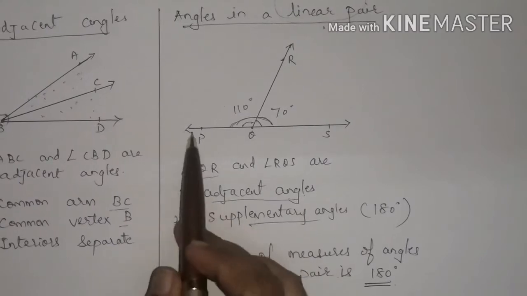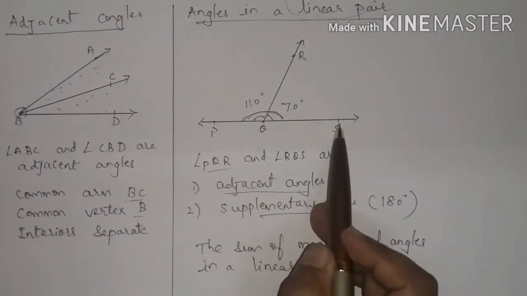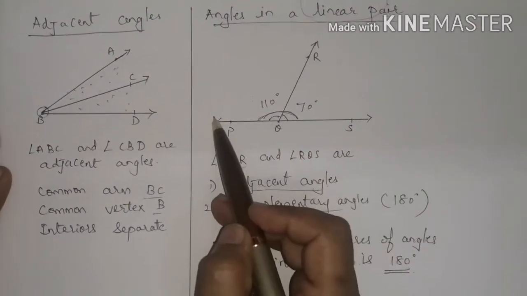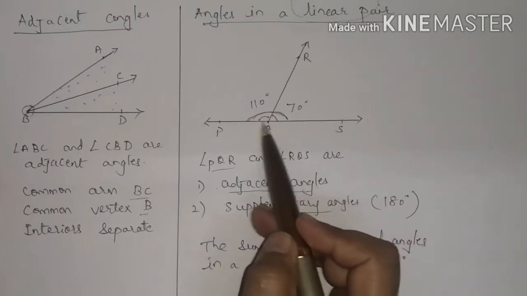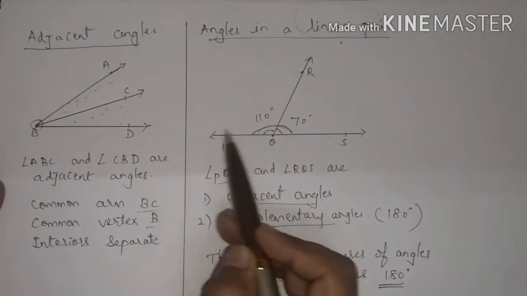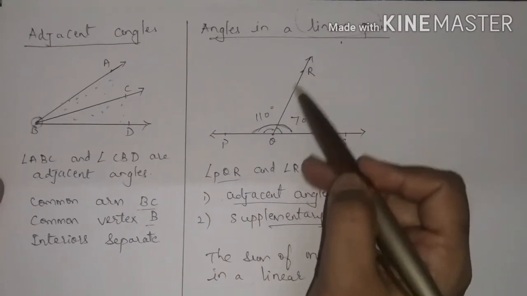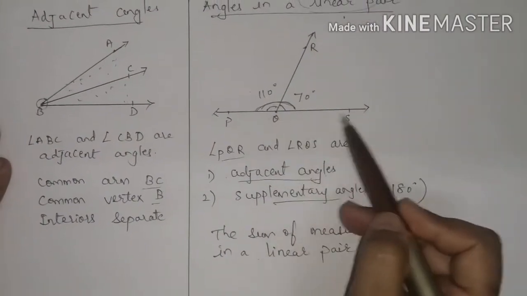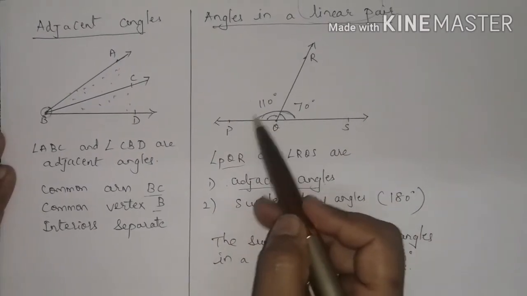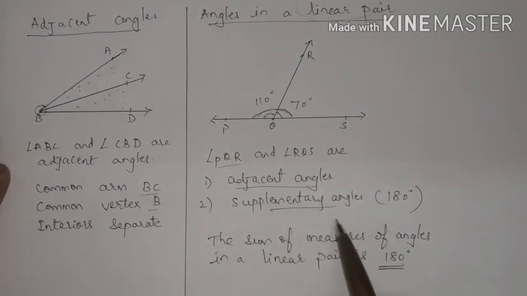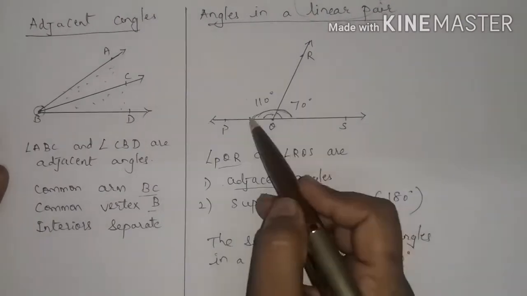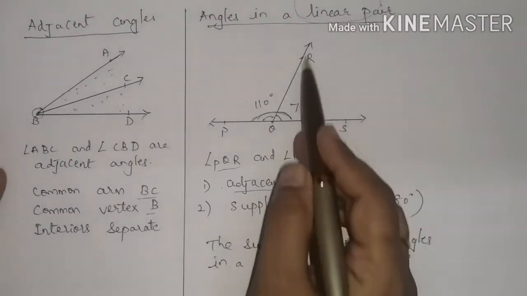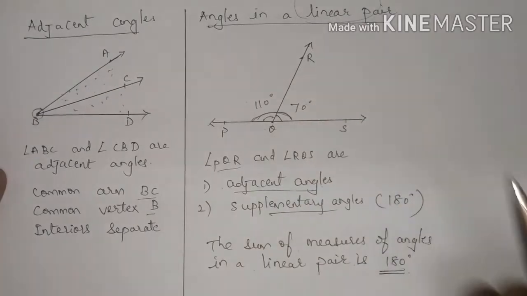So you can identify them when they are on a straight line and these two angles are formed. These two are opposite rays, QP and QS, and one arm is common, that is ray QR. So these two adjacent angles are supplementary, and supplementary means their total is 180 degrees. So they are angles in a linear pair.